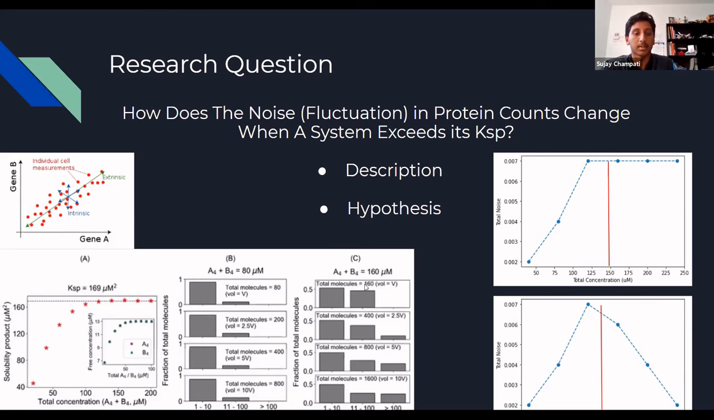But at 160, which is 20 micromolar after 140, we can see that the clusters have started to form. We have some that are free floating, but we also have ones that are sticking together, interacting, forming clusters.